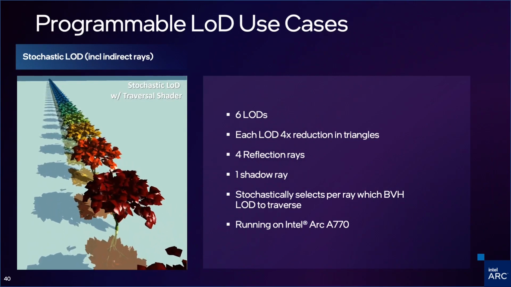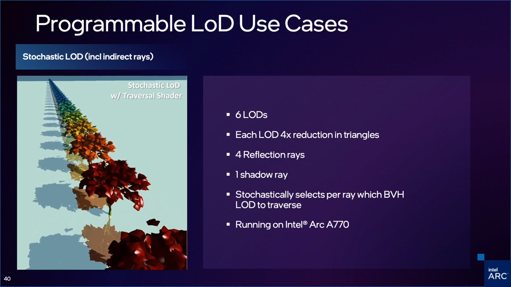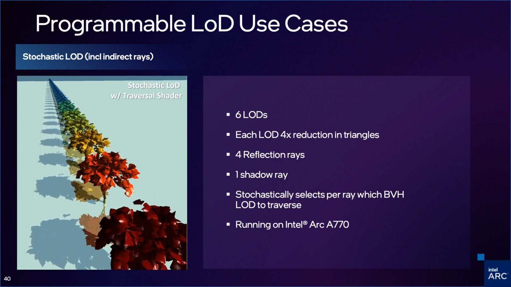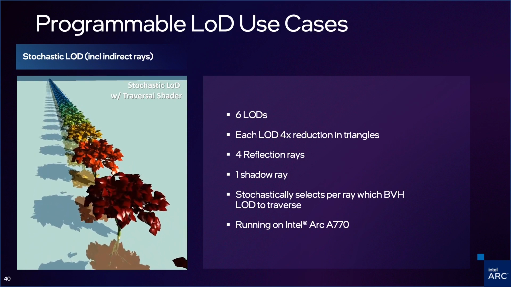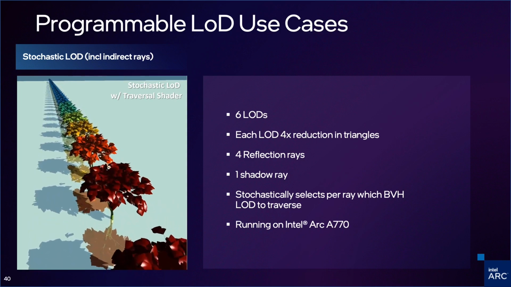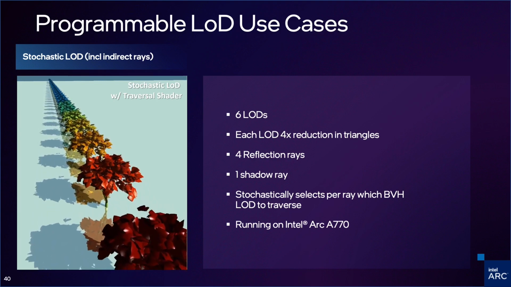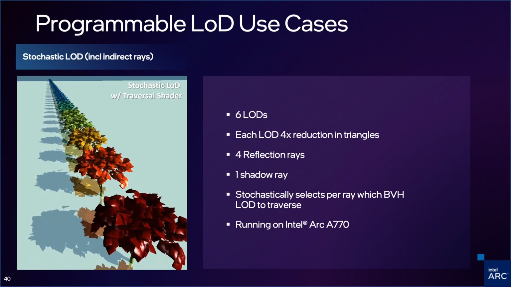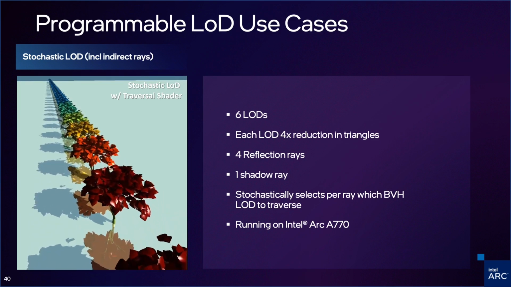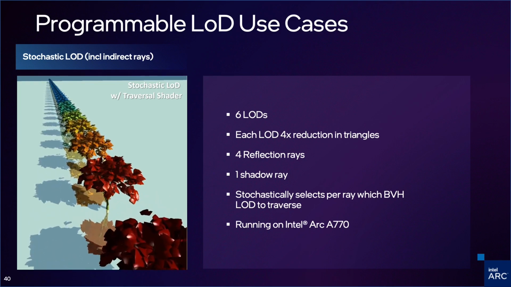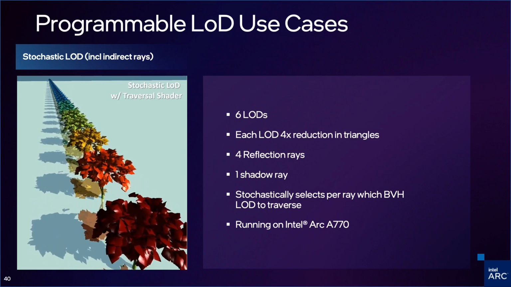We've implemented this on our GPUs. This simple sample has 6 different LODs. They're color-coded on the left-hand side in this video. Each one is about a 4x reduction in triangles, and there's 4 reflection rays and 1 shadow. The idea here is we're selecting which LOD to traverse on a per ray basis. This is running on our Alchemist A770 GPU.